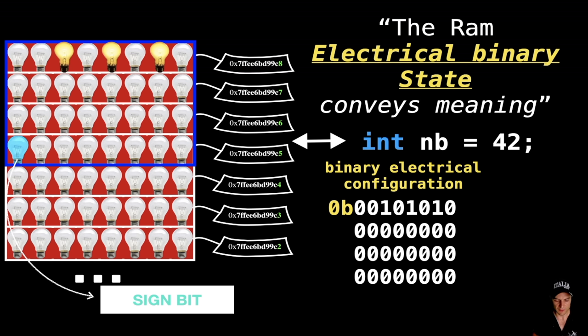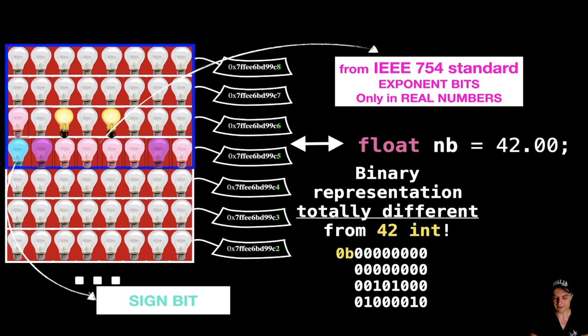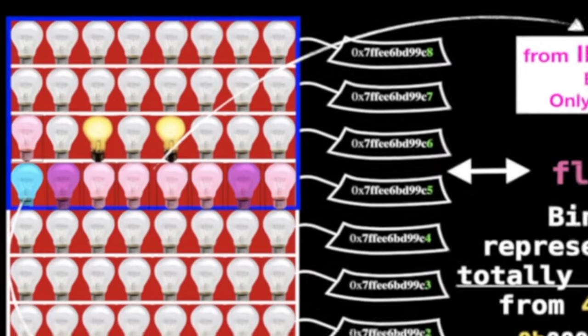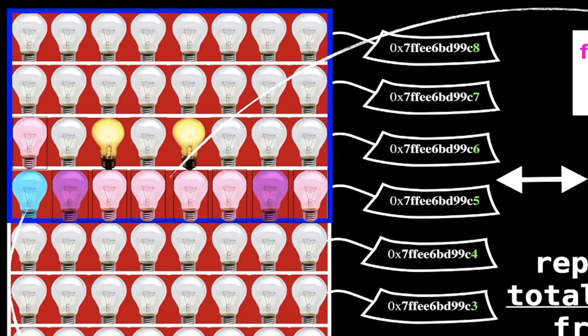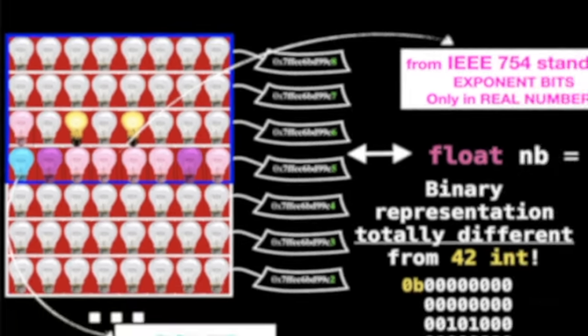The specific configuration, the specific details by which numbers are stocked, is called endianness, if you want to search the difference between little endian and big endian. But again, this is not related to our topic. Let's focus only on the number itself. Here, as you can see, you have a binary configuration that is conveying the number 42. Cool. Now let's watch the binary configuration of the number 42.0. As you can see, it's totally different. It's totally different because, as I told you, we have a standard that we're following.